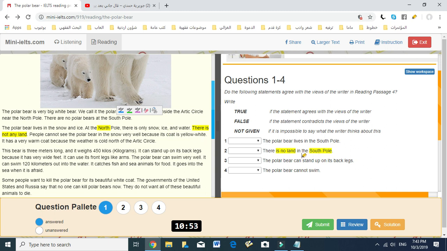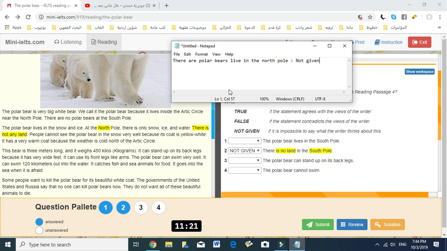Here, he is talking about the North Pole. There is no land at the North Pole. What about the South Pole? He said here there is no land in the South Pole. Well, people cannot see. No. There is no information about the South Pole. So the answer would be not given.